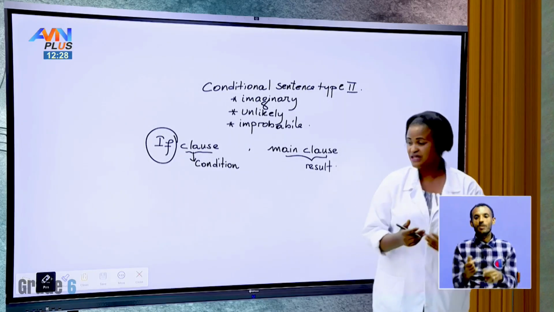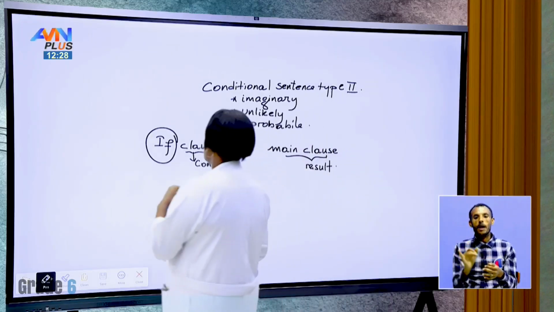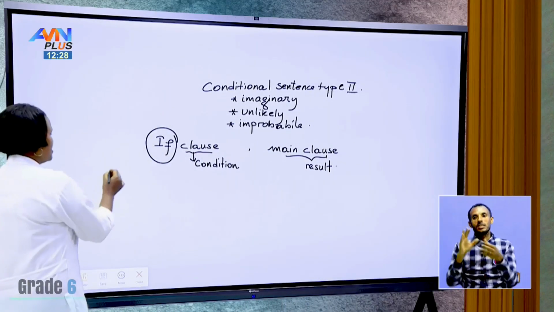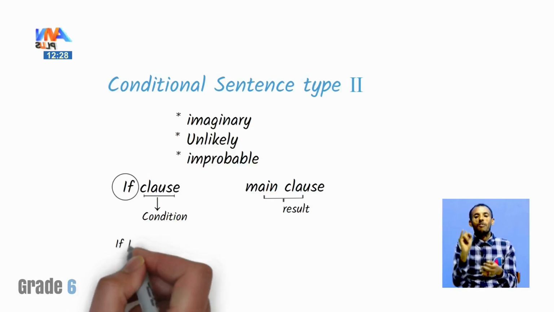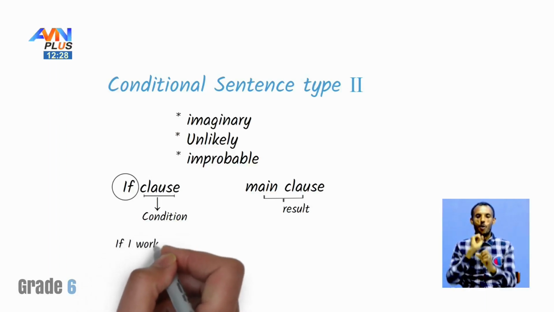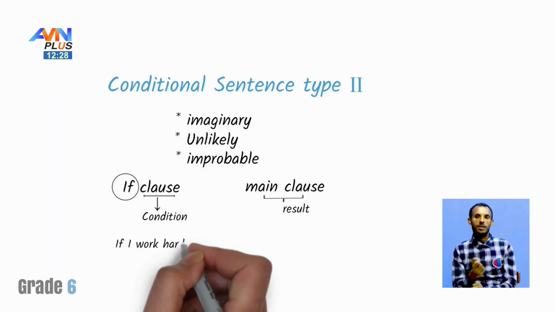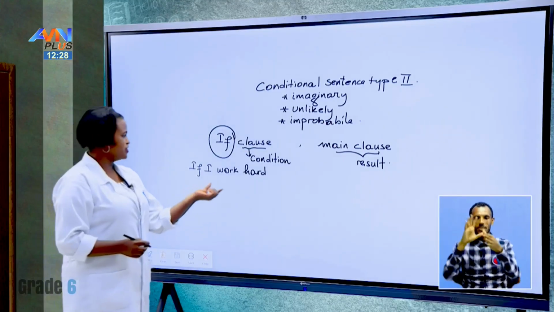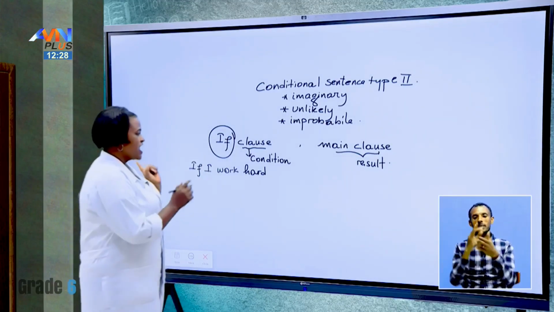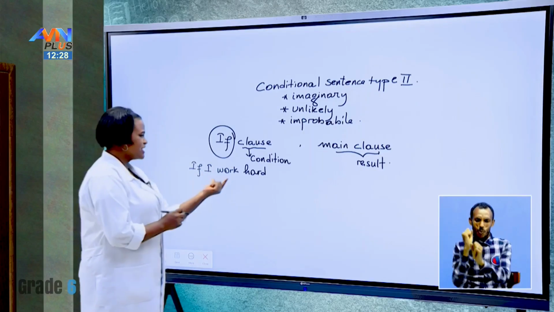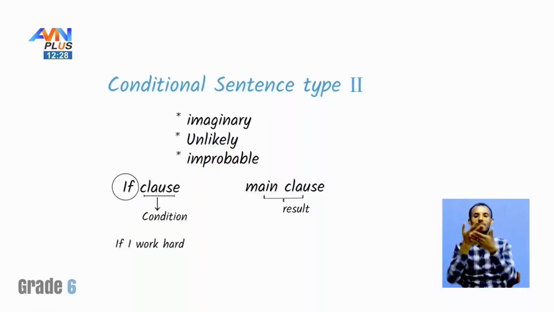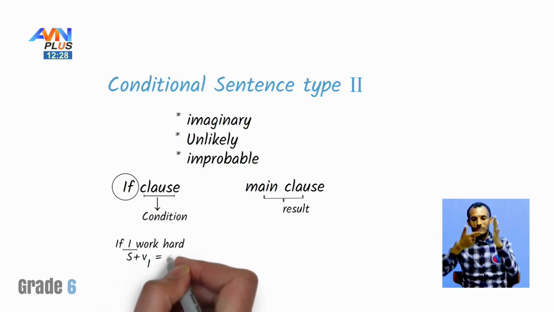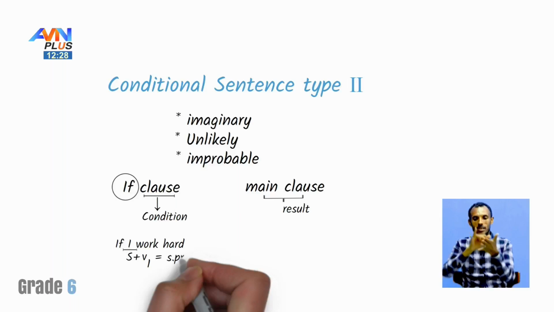For example, if somebody says, I'm now talking about conditional sentence type 1, okay? When somebody says, if I work hard, now look at this. This is the condition that we set. What type of sentence do we have here? Let's see. I is our subject plus, when you say work, work is verb 1, right? Which means subject plus verb 1, that is simple present.